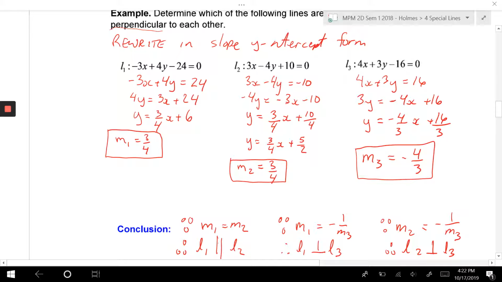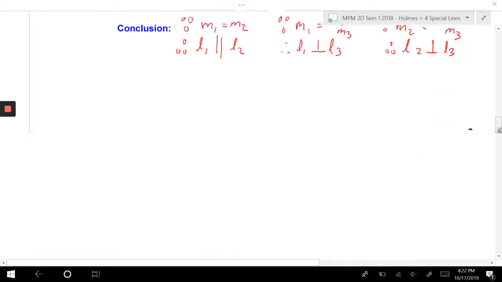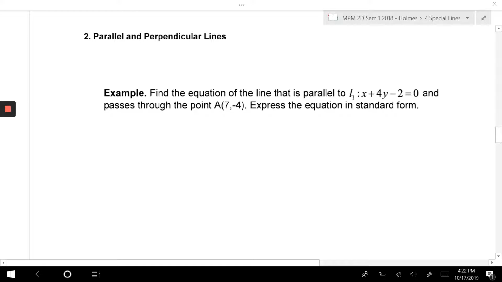Okay, let's go on to our next page, example 2. The question says, find the equation of the line that is parallel to line 1, so parallel, I'm thinking slope, parallel to line 1, x plus 4y minus 2 equals 0, and passes through the point A, (7, -4). Express the equation in standard form.